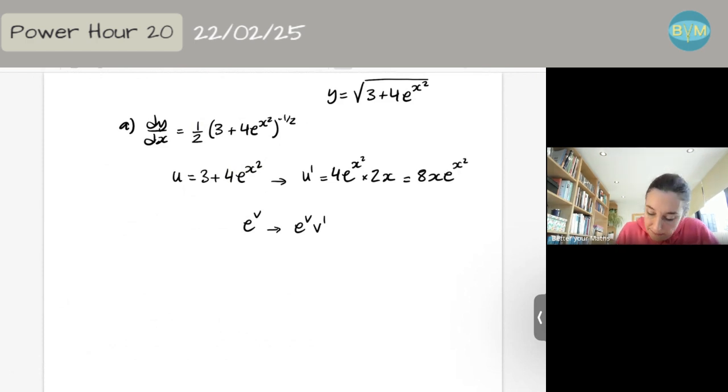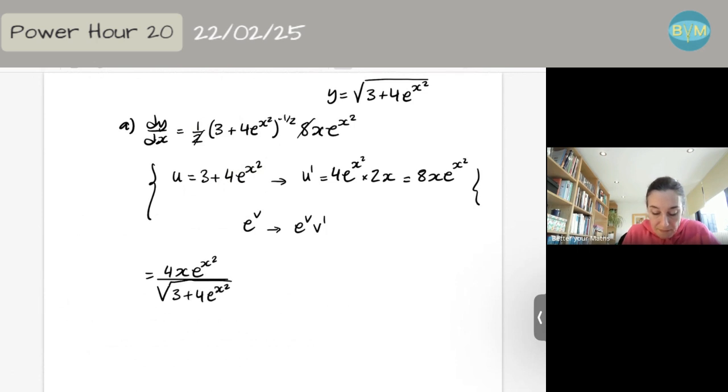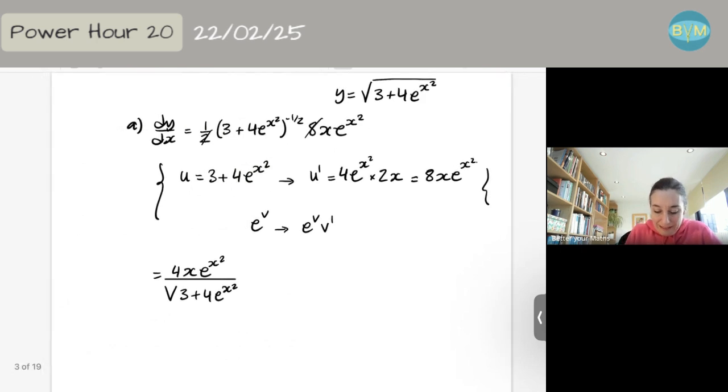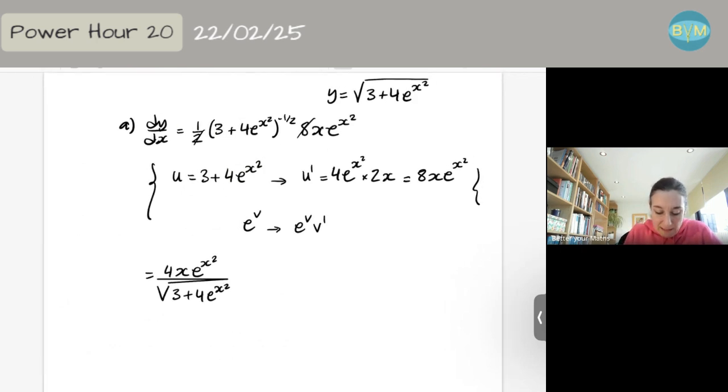So my derivative, this goes here. So all this is what I am adding in this bit: 8x e to the power of x squared. We can simplify very little. So we can simplify the 2 with the 4 and the 8 and not much more. So e to the power of x squared, I'm going to write that all. Maybe we can write this in the denominator, but it really doesn't matter. 3 plus 4e to the power of x squared. So that's my derivative. So I have applied the chain rule twice, dy by dx.